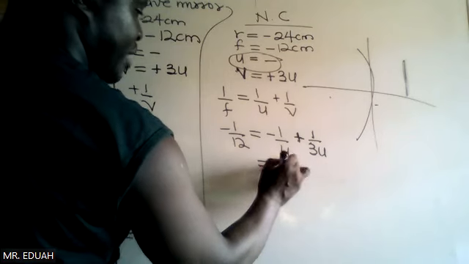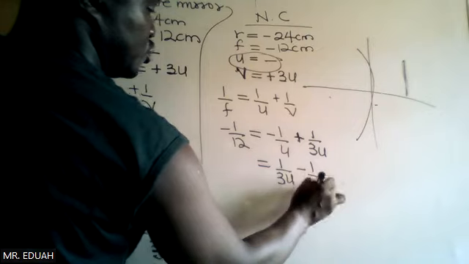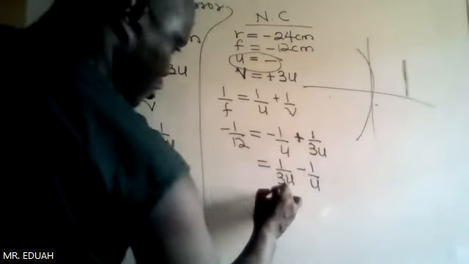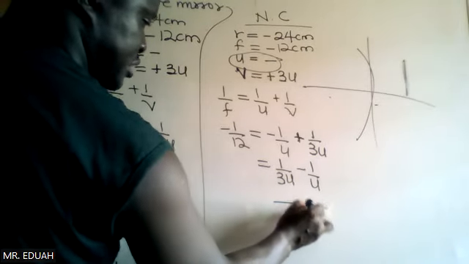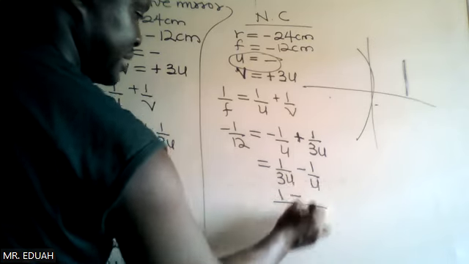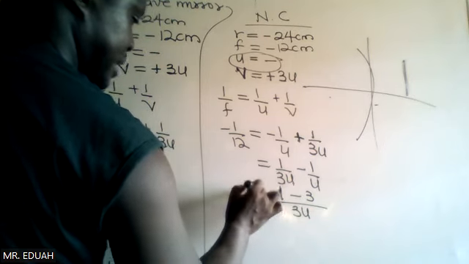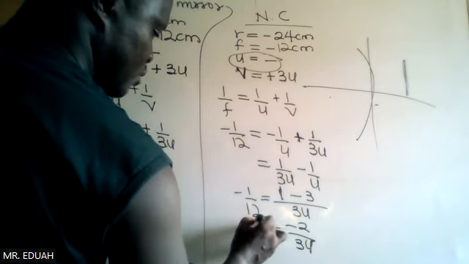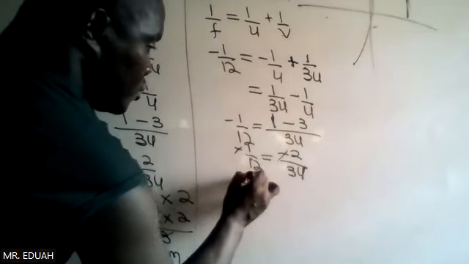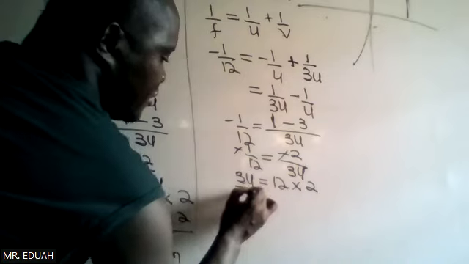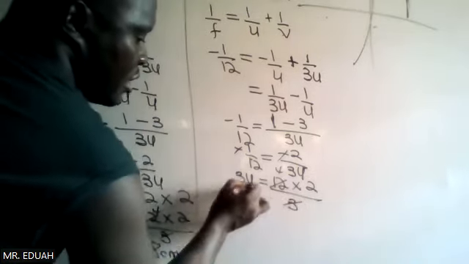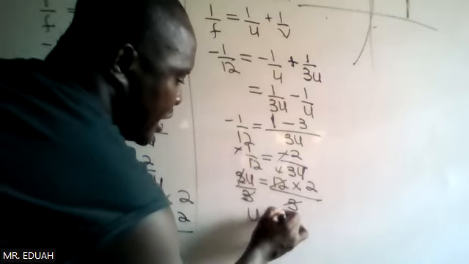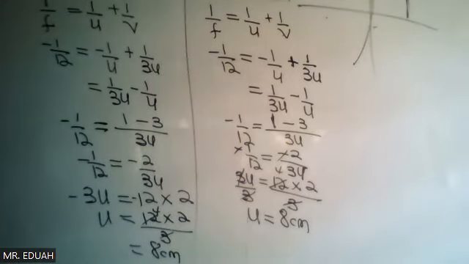When you rearrange the terms, you have 1 on 3U minus 1 on U. I'm bringing the positive before the negative. If we take the LCM, we have 3U. This is 1 minus 3, equal to minus 1 on 12. So we have minus 2 over 3U equals minus 1 on 12. The negatives will cancel each other. So when we cross multiply, we have 3U equating to 12 by 2. When you divide through by 3, 3 goes into 12, 4 times. So you have U equal to 8 centimeter, just as we had when we used the RP. Are we there?